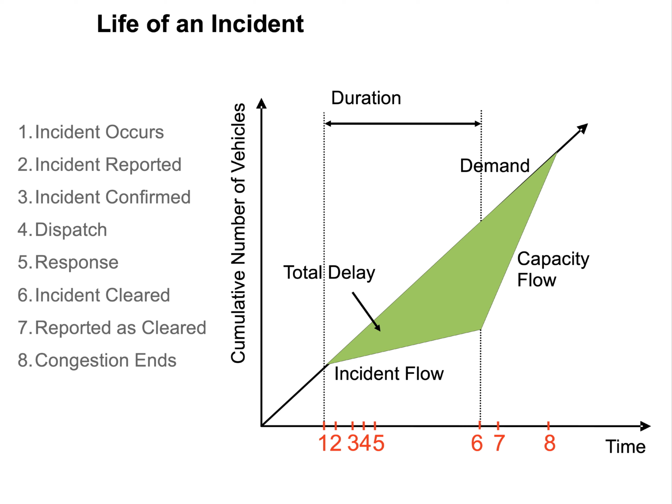So I'd like to show why it is useful to think about reducing or minimizing the duration of an incident. You can see on this slide that the duration of the incident is time 6 minus time 1. And so what we're usually trying to do is minimize that horizontal distance, minimize the duration that traffic is flowing at that lower incident flow.